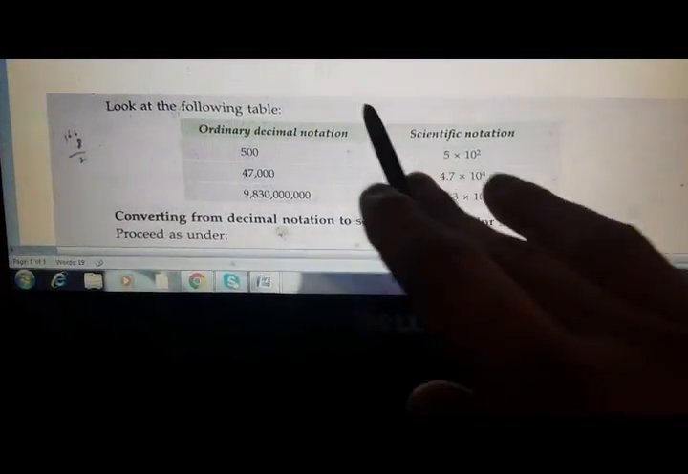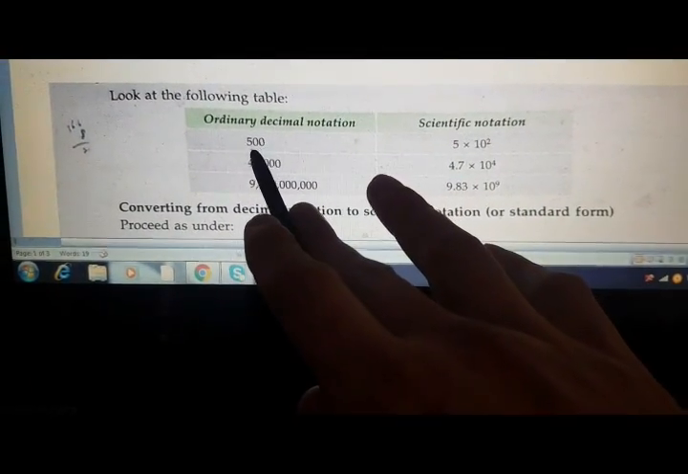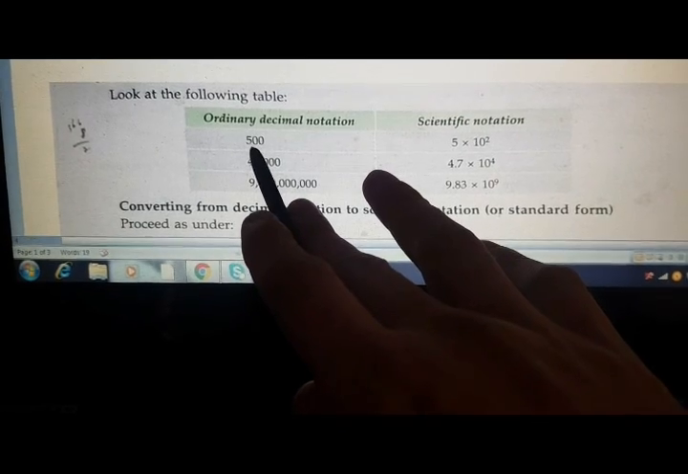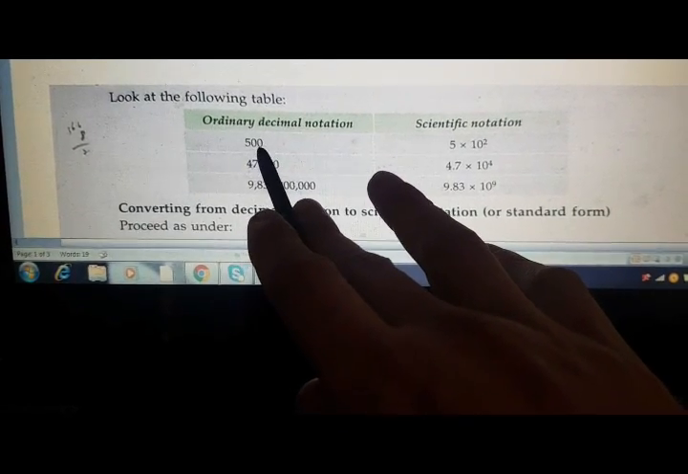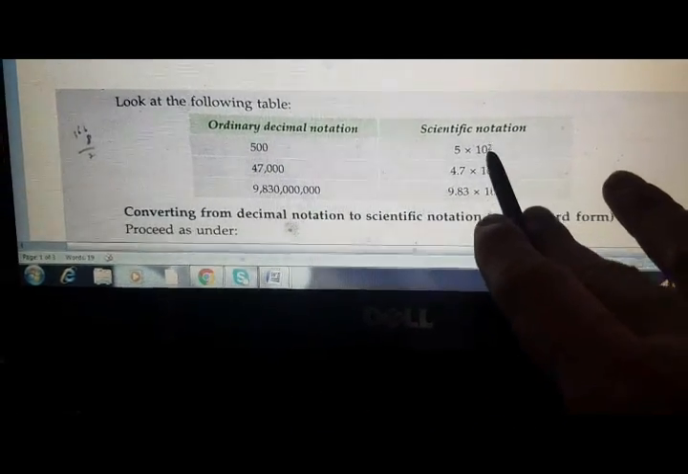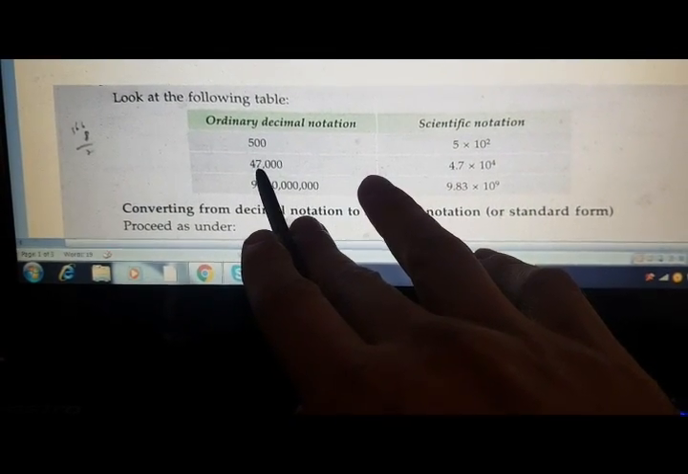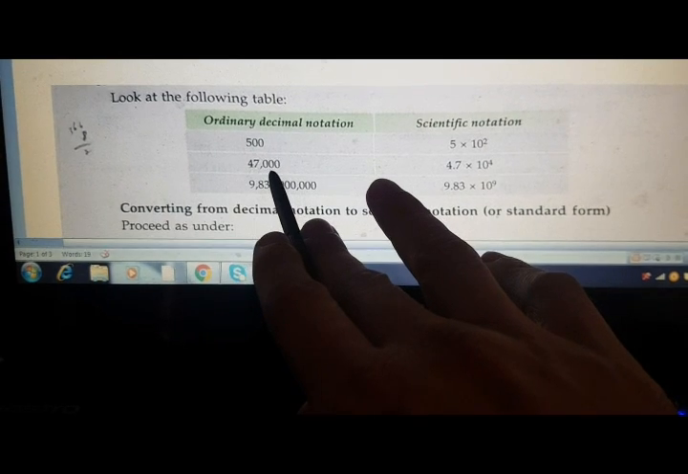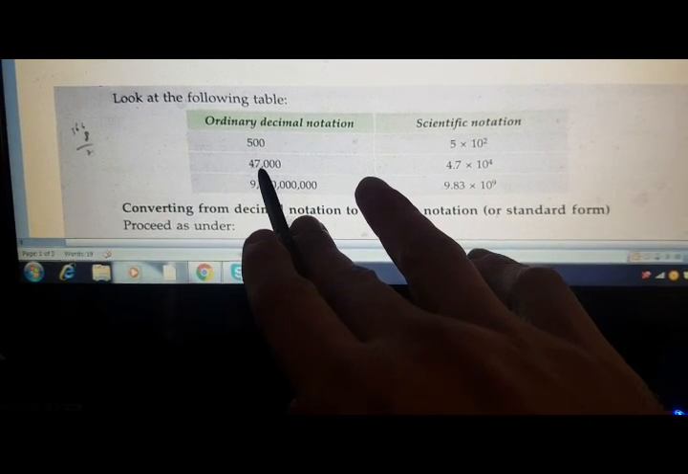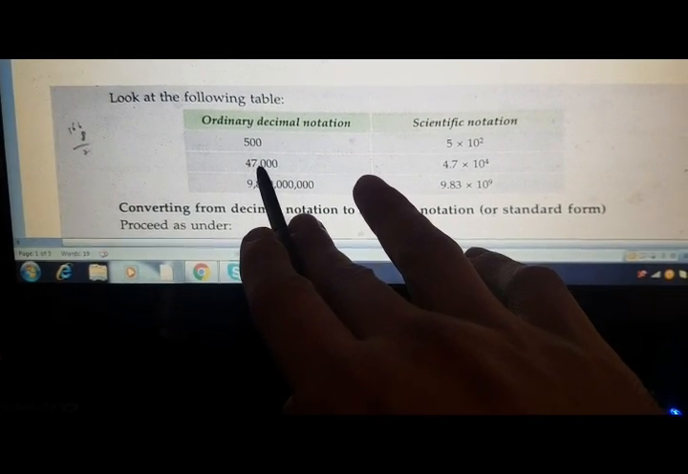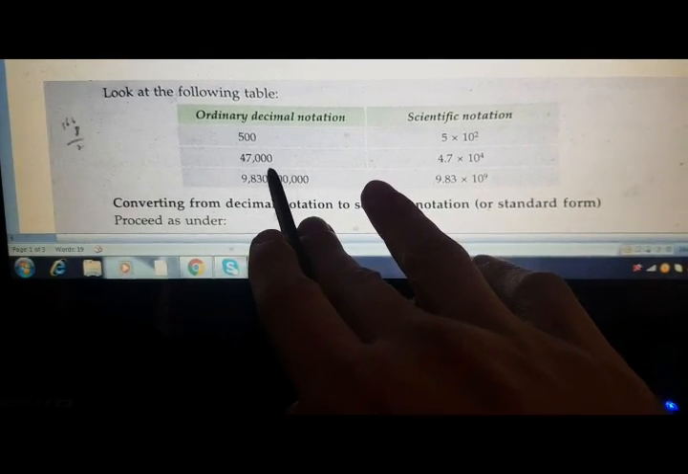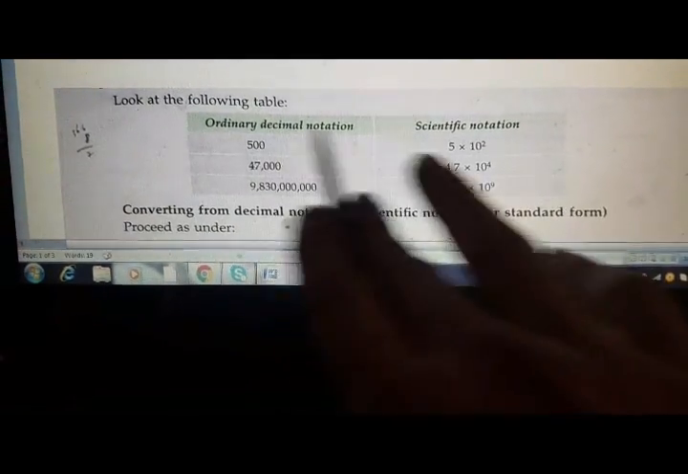For example, I have 500 here. So I put the decimal here after 5, and we have 2 zeros, so 5 into 10 to the power 2. In this we put the decimal after 4, so 4.7, and 1, 2, 3 digits after the decimal. After the decimal you count the number of digits. 4 digits are there, that means 10 to the power 4.